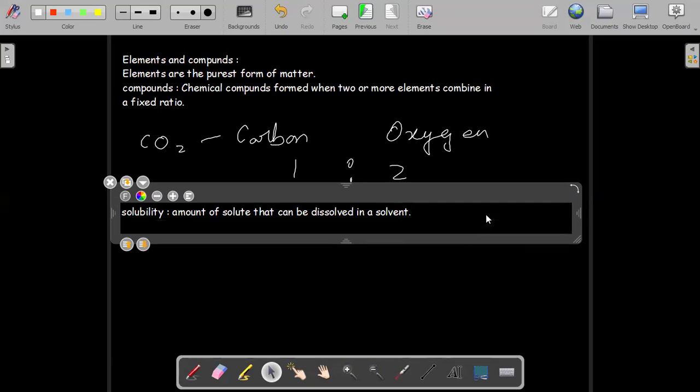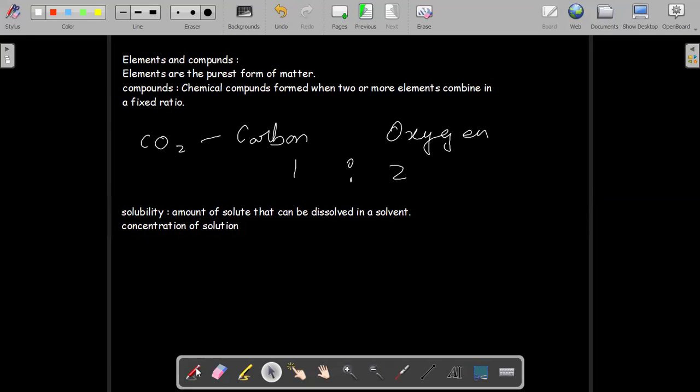Then we have concentration of the solution. How do we measure the concentration of a solution? There are three types: mass by mass, mass by volume, volume by volume, in which we take the amount of solute by the amount of solution, whether mass or volume. So you have the mass by mass method, the volume by volume method, or the last one, the mass by volume method.